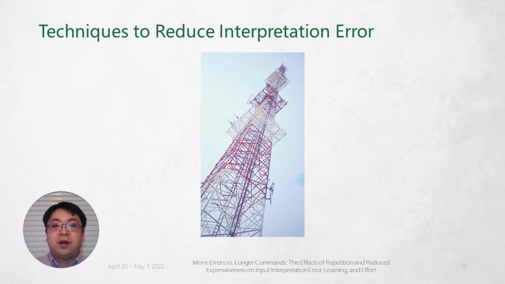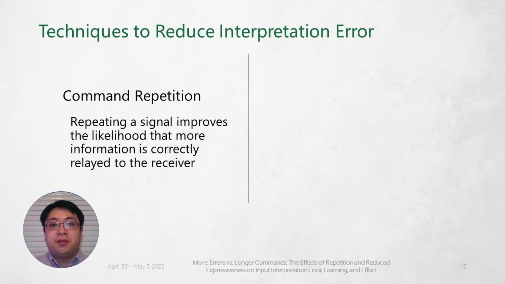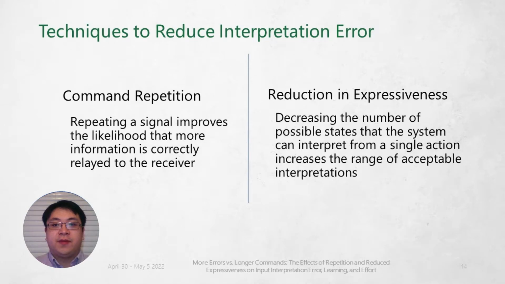We adapted two common techniques for improving signals from telecommunications: signal repetition and reduction of expressiveness. Signal or command repetition repeats the input multiple times, which increases the chance that the correct input will be interpreted by the system. On the other hand, reducing expressiveness decreases the number of states that can be interpreted from a single input. Thus, each input is given a larger interpretation space that the system can interpret from.